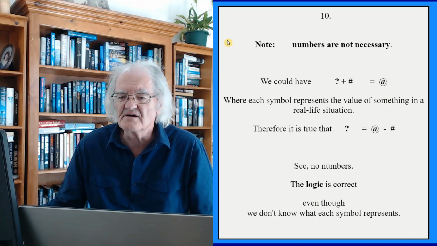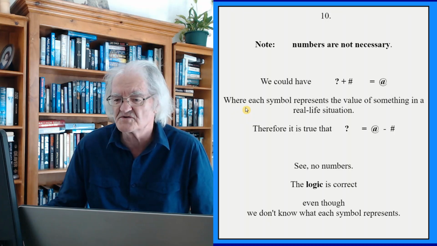The numbers are not even necessary. We could have an equation like this. A missing value has something added and generates a new value. Each symbol could represent the value of something in a real-life situation. But we don't know what the values are.